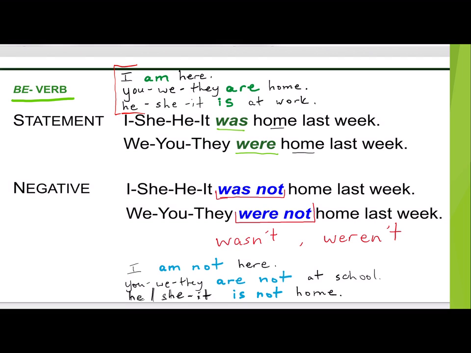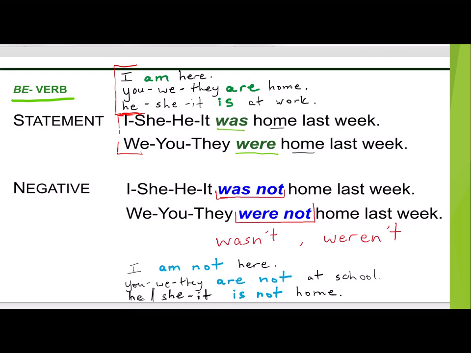Okay, what about the past tense? Okay, subjects. You can see the different pronouns. Was home last week, location. Plural subjects. They were home last week, location.